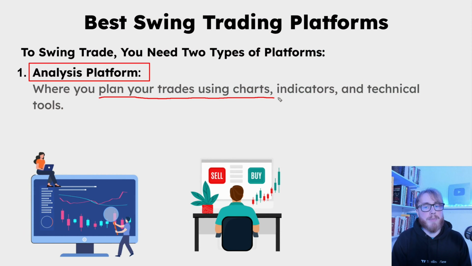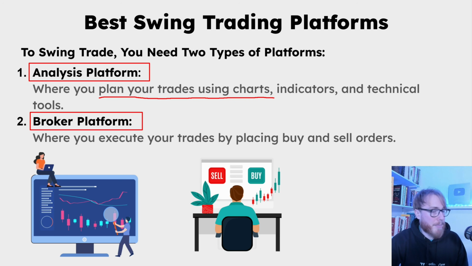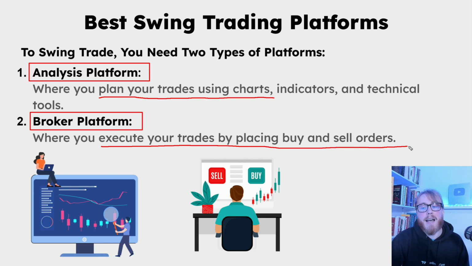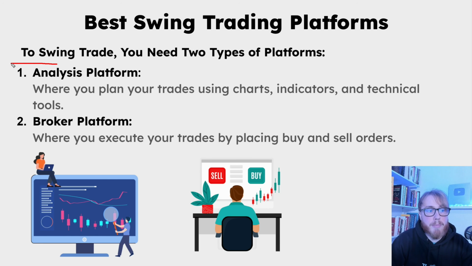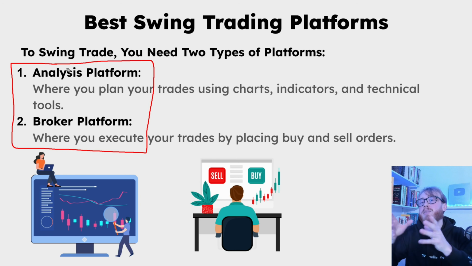And when you have found exactly when to buy and exactly when to sell, then you of course also need a platform where you actually execute your trades. And this we can call a broker platform or just a broker. But this is basically, as I said, the platform where you execute your trades by placing buy and sell orders. And some platforms actually combine these two together. So on some platforms you can do your analysis and you can buy and sell. But if you want to have the best platforms, many times it can be better to use a specialized platform for analysis and a specialized platform to place your buy and sell orders.